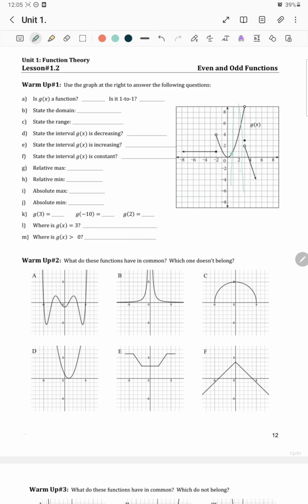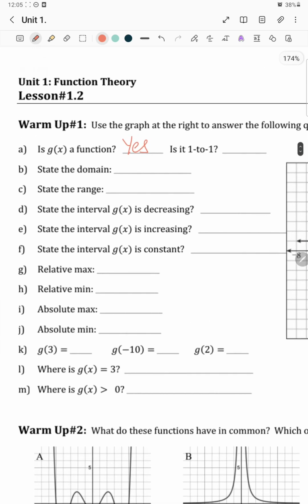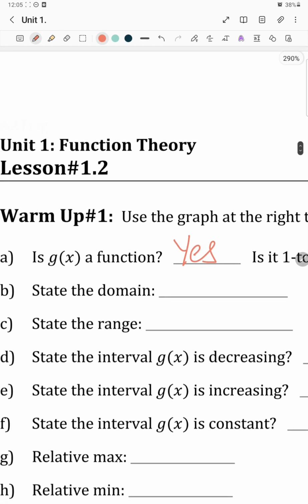I will draw a vertical line here, it will meet the graph at one point. Vertical line here, it will meet the graph at one point. Vertical line here, it will meet the graph at one point. So this function g of x passes the vertical line test, so therefore yes, it is a function, because it passes the vertical line test.